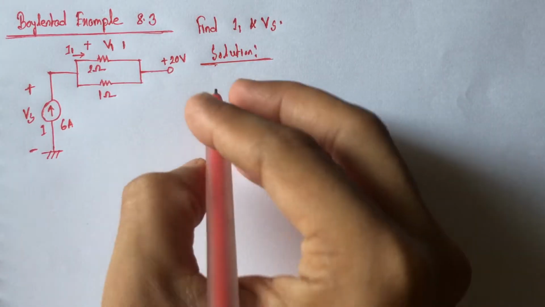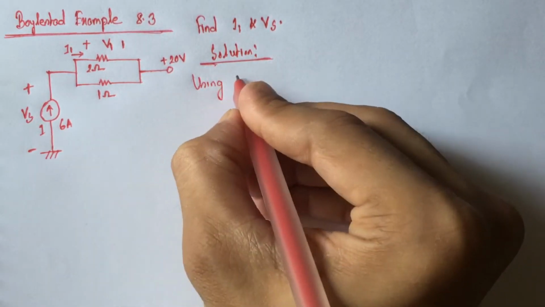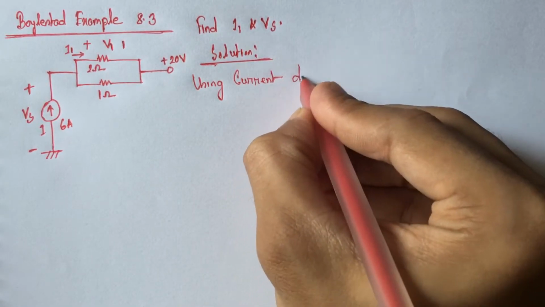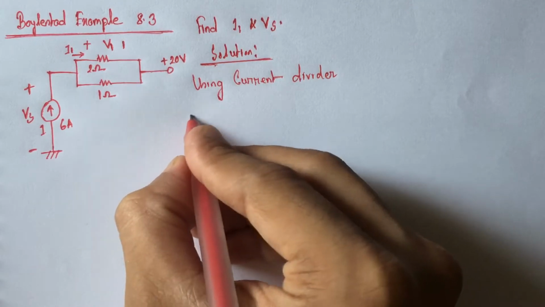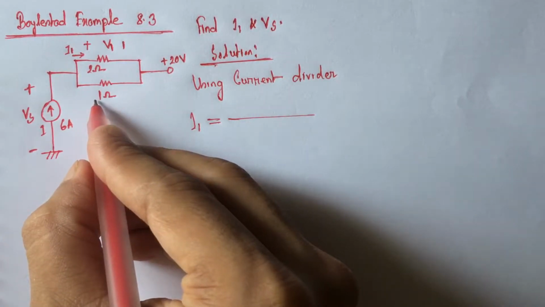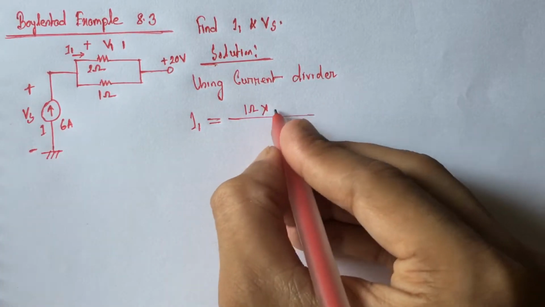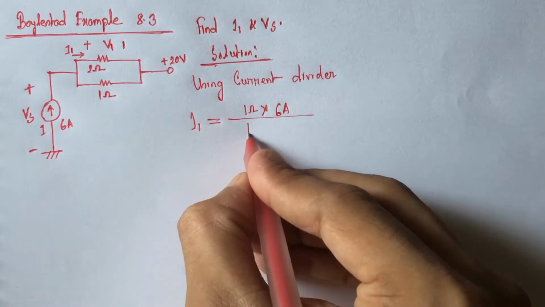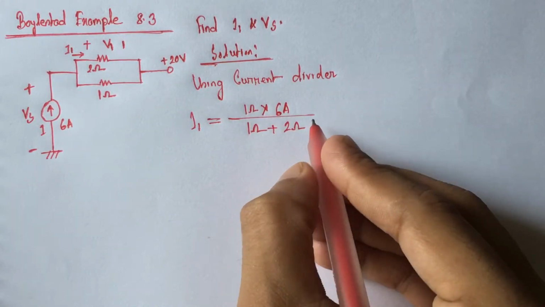So, by using current divider rule, we get I1 is equal to the resistance of opposite end, that is 1 ohm, multiplied by the total current 6 ampere, which is divided by the total resistance, that is 1 ohm plus 2 ohm.